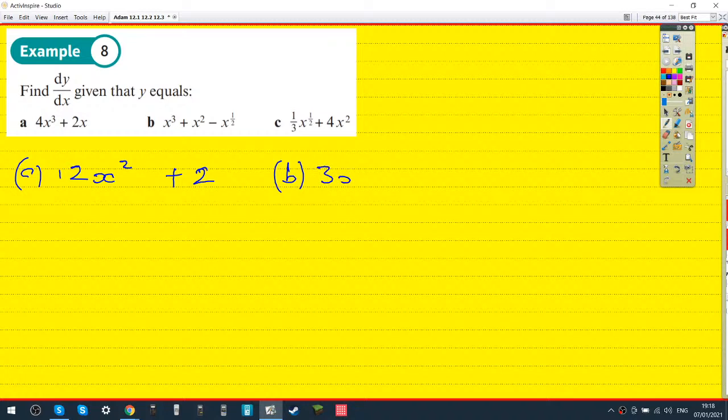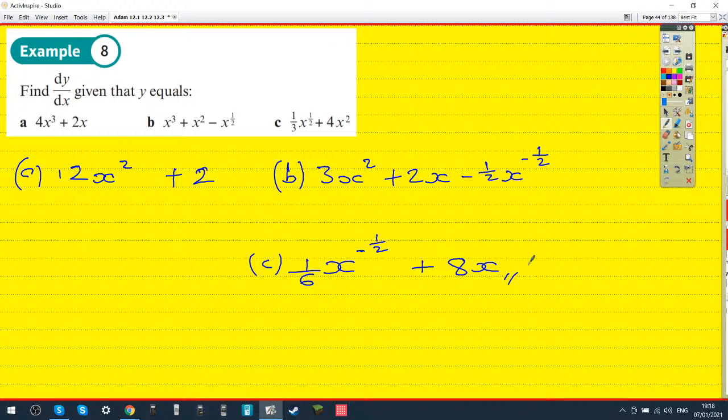3x squared plus 2x minus a half x. And then minus a half to the power of minus half. Yep. Okay. So it would be 1/6 x to the power of minus a half plus 8x, just 8x. Yeah. Well done.